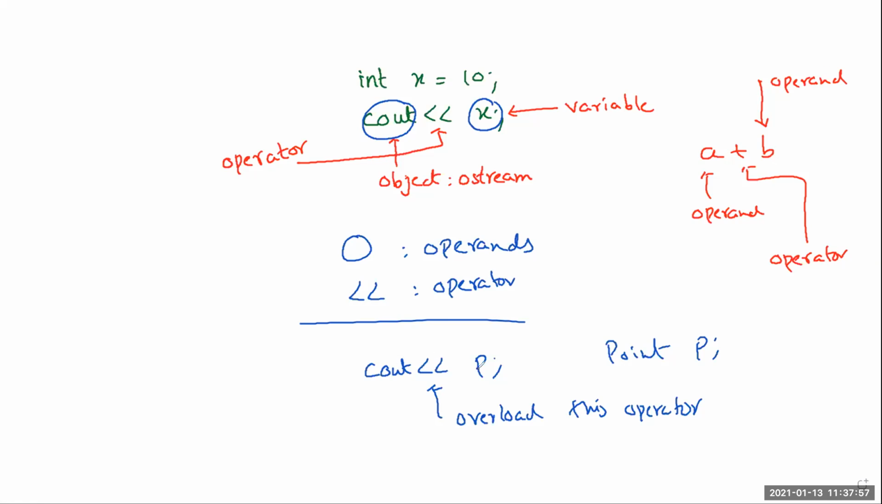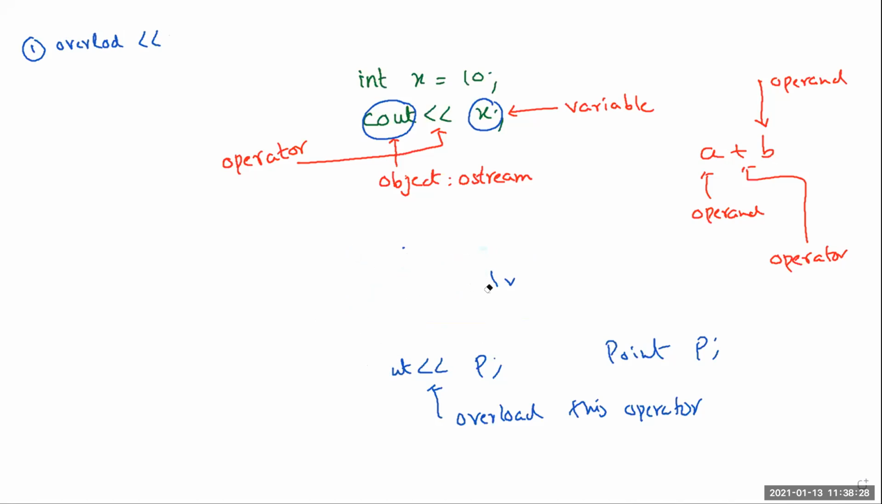You have something on the left, something on the right. So if you want to allow it on objects of your own classes, then you will have to overload this operator. Okay, so the first thing is that we need to overload this operator. Okay, and the next thing is that we say, okay, how can I do operator overloading?